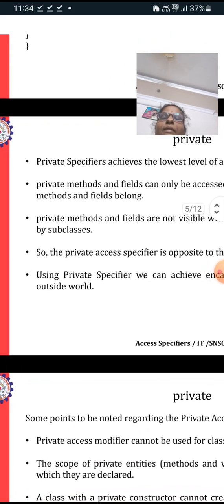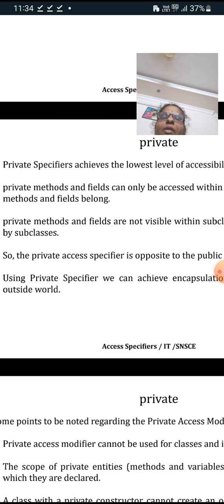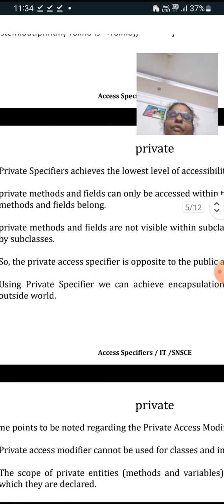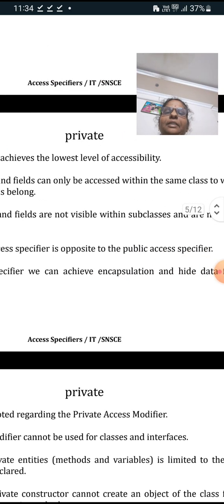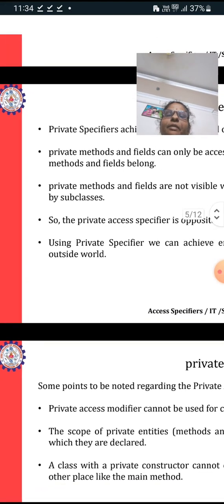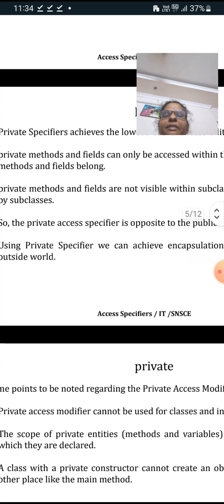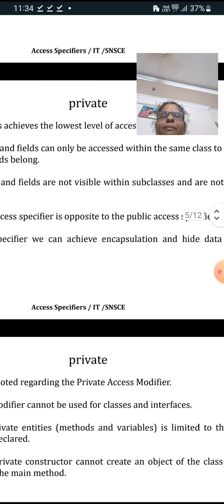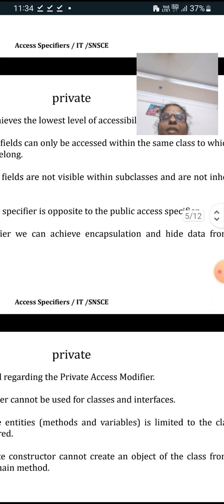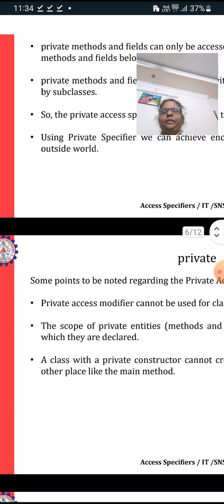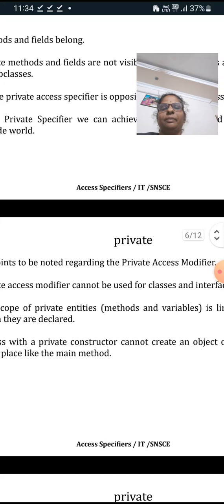The next one is private. Private is an access specifier that gives the lowest level of accessibility. A private method or field can be accessed only within the same class. The private access specifier is the opposite of the public access specifier, and it hides the data from the outside world.